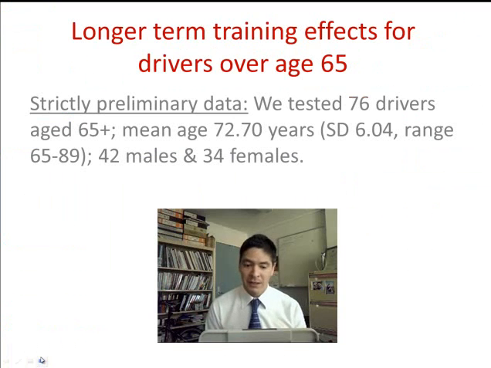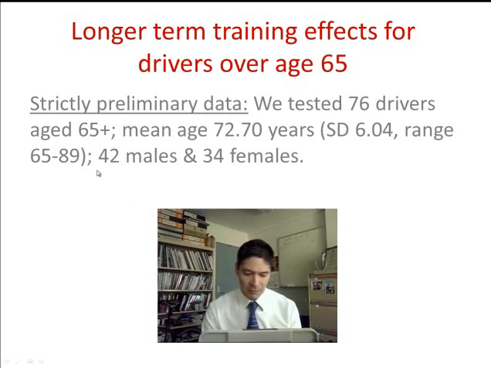Now I want to show you another study, with very preliminary data involving the same training materials, but this time we're looking at drivers aged 65 and over, where critically we followed them up over a much longer time span. That is, we've got evidence that the training effect holds for at least a week. What about longer than this?